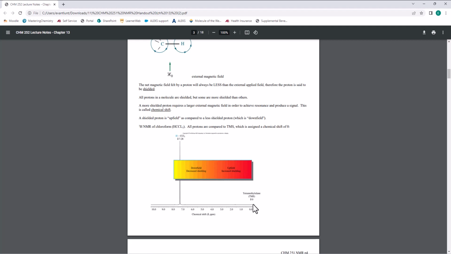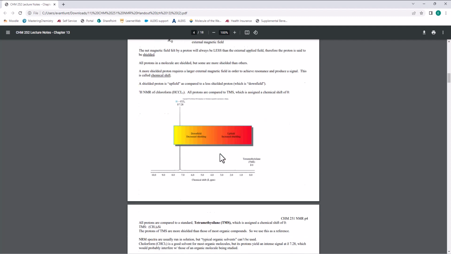We call the region near 0 upfield, and there's more shielding on the protons. As we have less and less shielding, we decrease the shielding. We call this a downfield shift. So we would say that this CHCl3 proton has been shifted downfield, and it has decreased shielding from TMS, which is our internal reference. We always compare protons to TMS, trimethylsilane, or tetramethylsilane, and that's assigned a chemical shift of 0. So we would see that this proton has a downfield shift and is decreased in shielding.